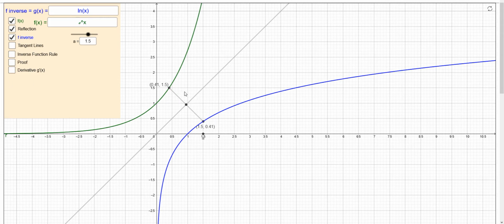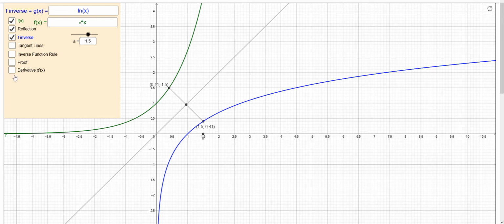So the question is, how does the derivative of this ln of x, what is it? How do we find it? And what does it have to do with the derivative over here of e to the x? Now, at this point, I'm going to assume that we know that the derivative of e to the x is e to the x. But at this point, maybe we don't know the derivative of the natural logarithm of x. So what do we do here?